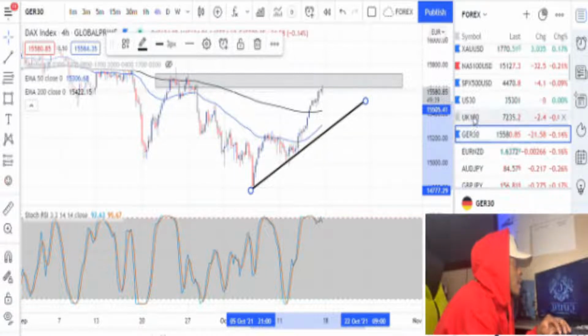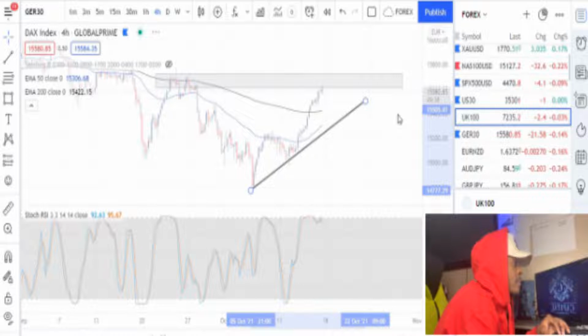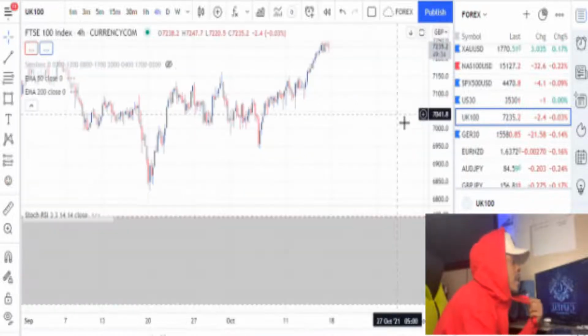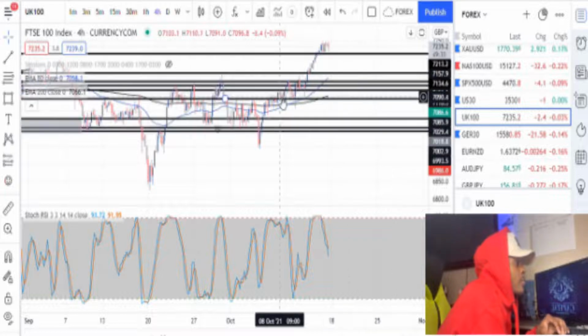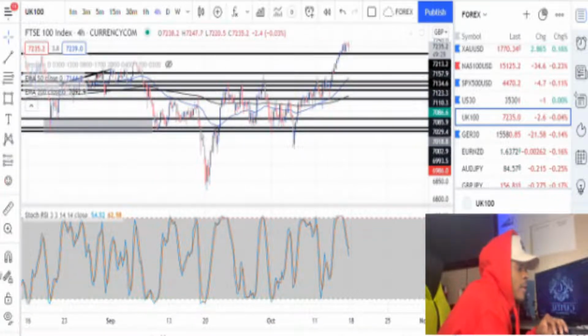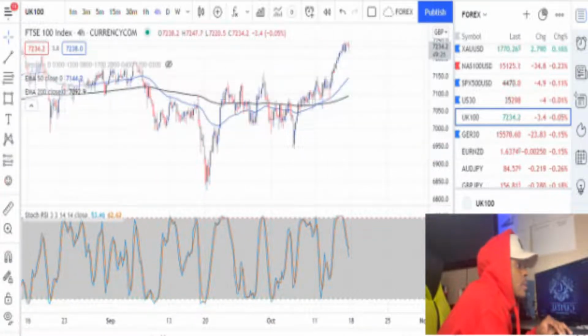Let's look at UK 100. I'm not going to take too many trades this week. I want to practice on scaling. So UK looks very, very nice. UK looks nice.